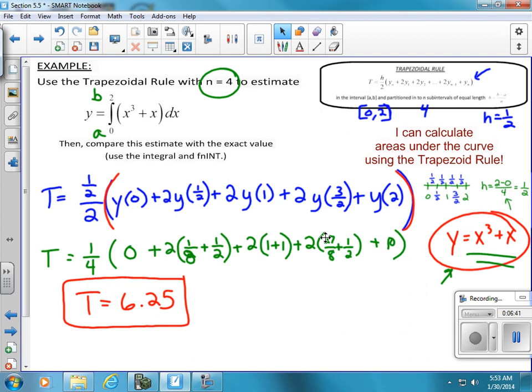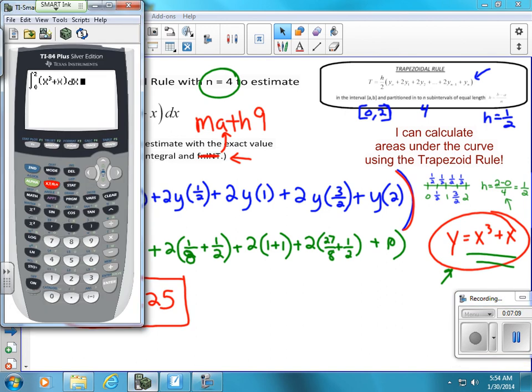Now let's take out our calculator and use Math 9 to see what we actually get when we use the integral. fnInt is the same as Math 9, okay? That's how we used to have to do it before we got the integral sign on the calculator, and you guys are lucky. It's much easier now.